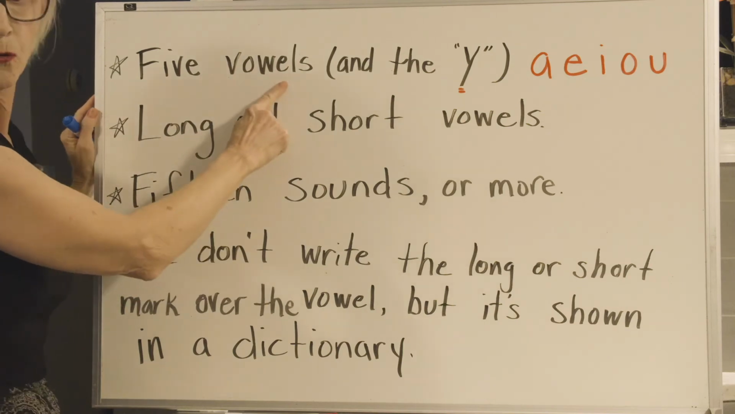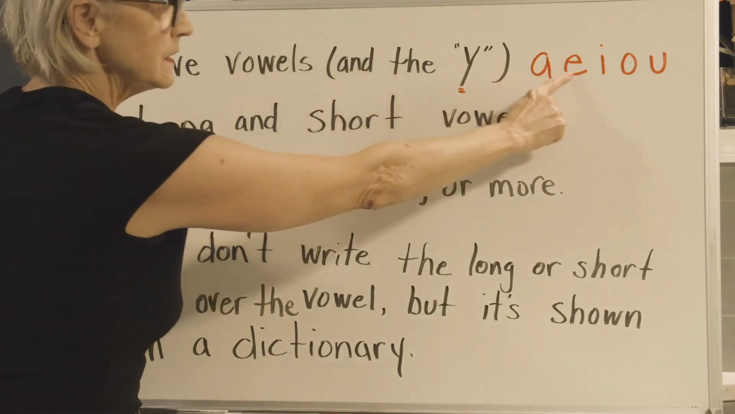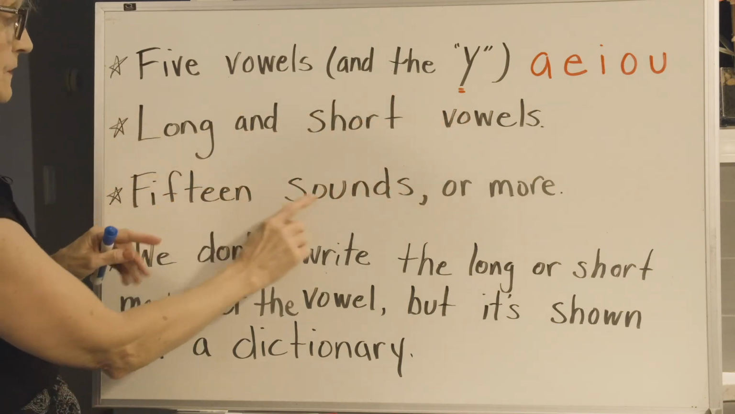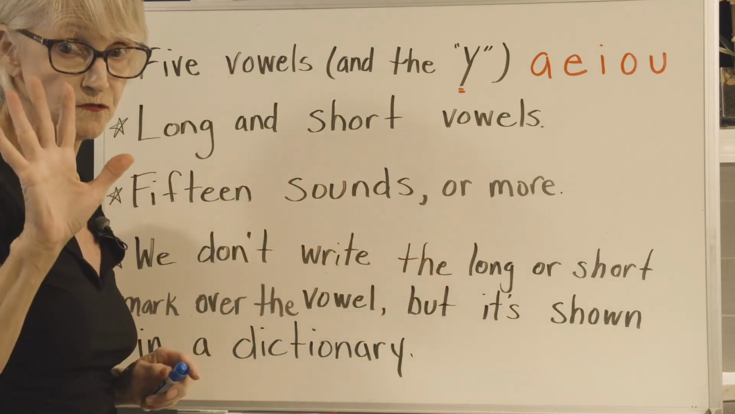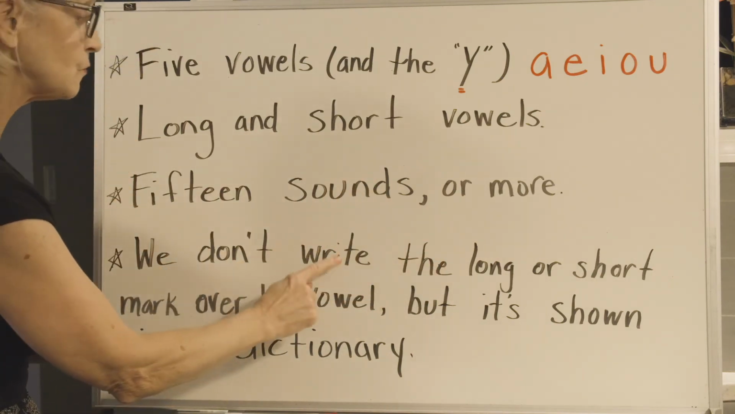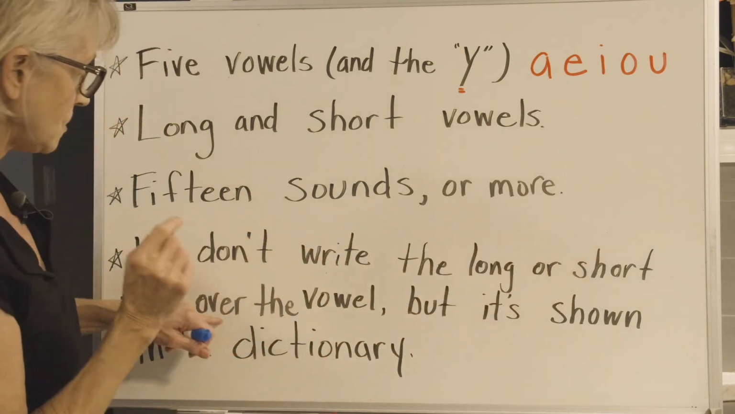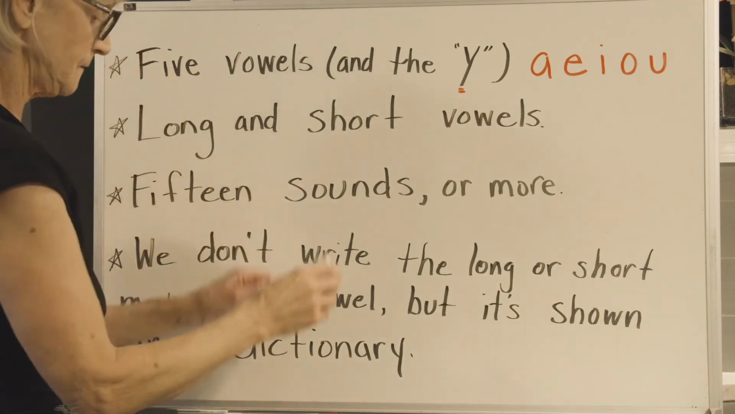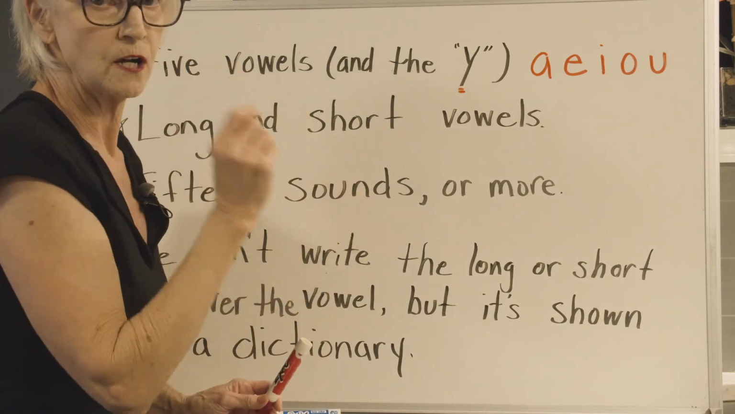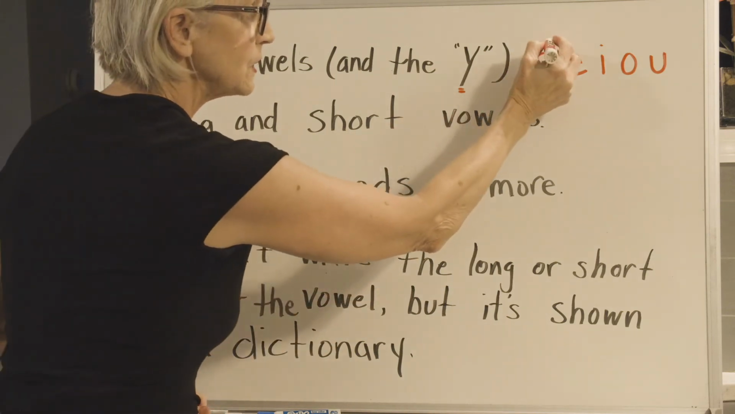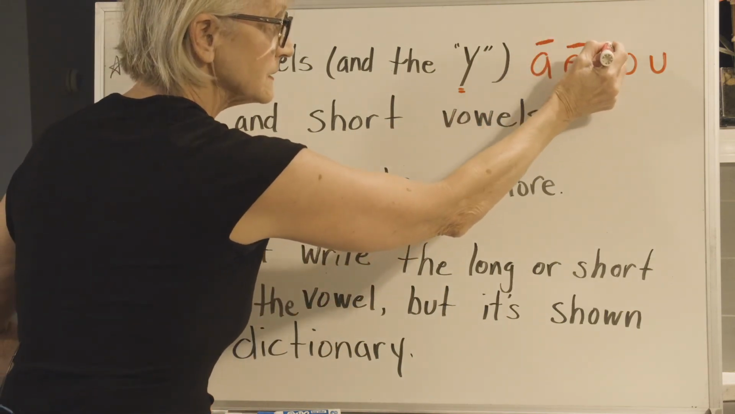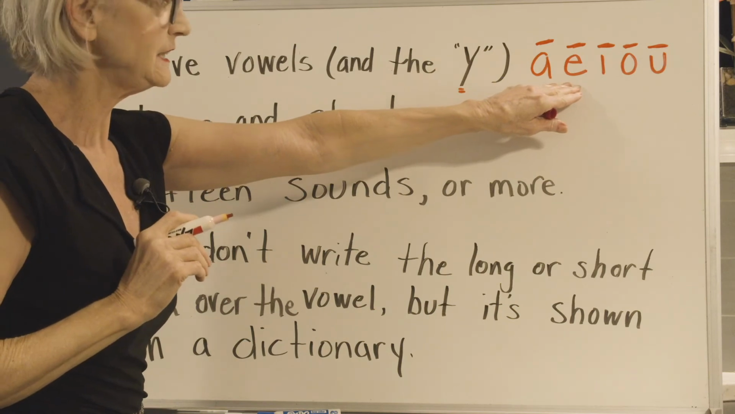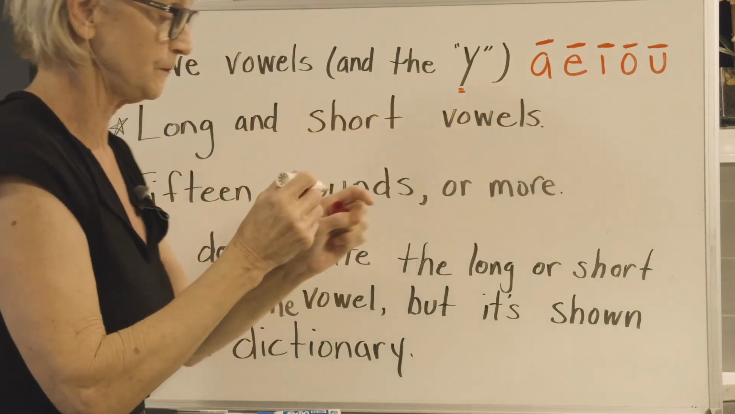There are 5 vowels and the Y, A, E, I, O, U. There are long and short vowels. There are 15 sounds or more from those 5 vowels. We don't write the long or short mark over the vowel, but it is shown in a dictionary. What that means is, if it's a long vowel, the dictionary will show you a mark like this. We do not write it. It indicates long. That's how we know it's A, E, I, O, U. But we don't write it.